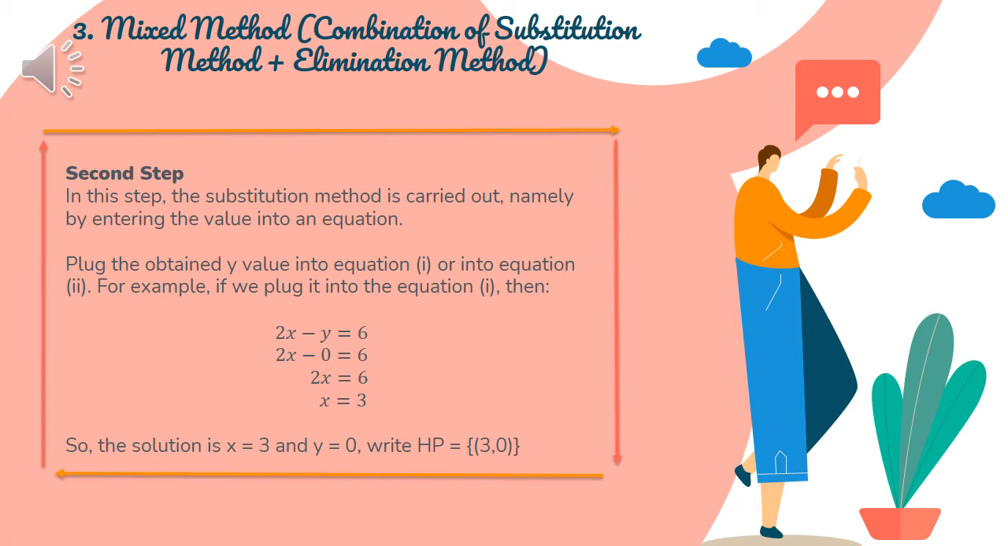Second step. In this step, the substitution method is carried out, namely by entering the value into an equation. Plug the obtained y value into the first equation or into the second equation. For example, if we plug into the first equation, then 2x minus y equals 6, 2x minus 0 equals 6, 2x equals 6, x equals 3. So, the solution is x equals 3 and y equals 0. Write the solution set (3, 0).